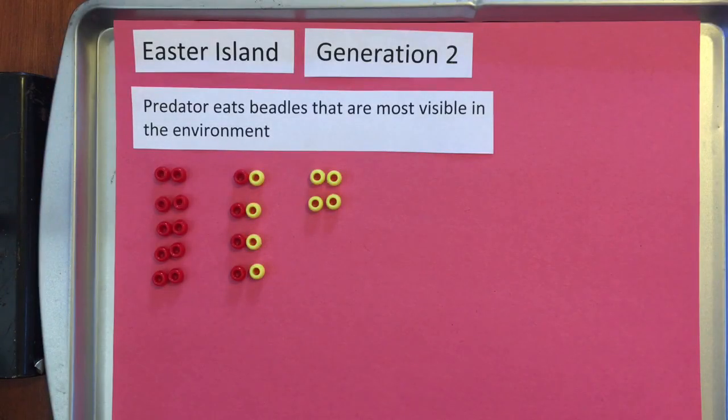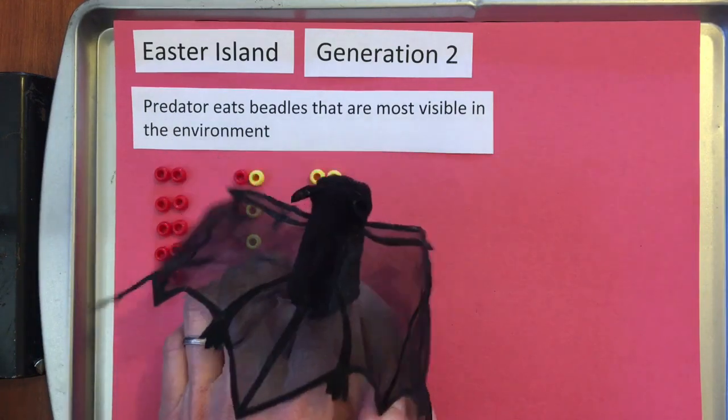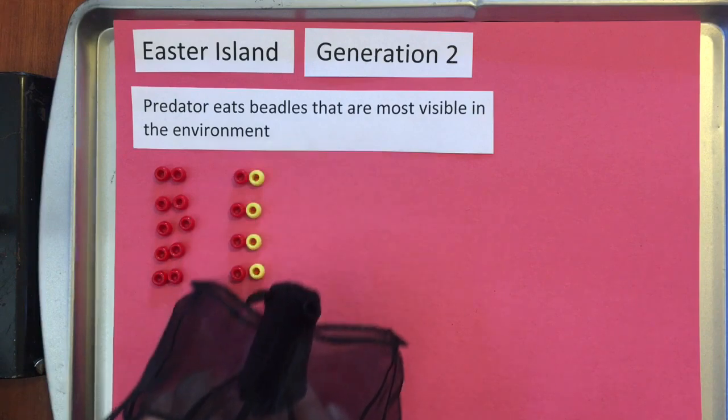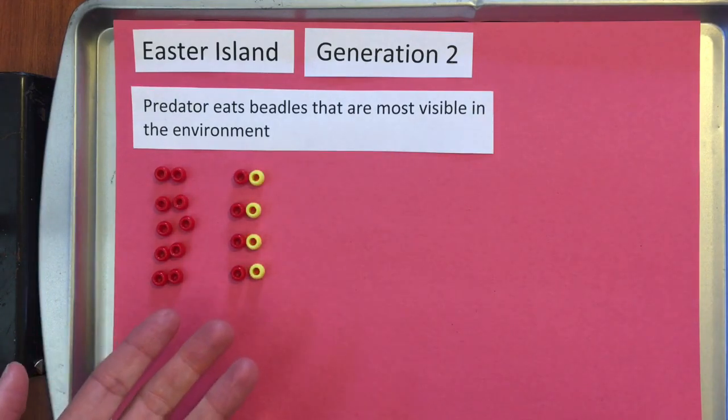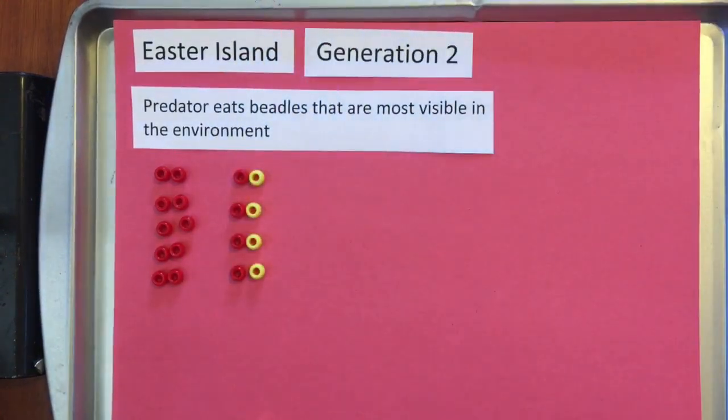Here we have generation 2 of the beetles on Easter Island. These are the offspring of the surviving beetles from generation 1. At this point, you should pause the video and collect your data for the different genotypes, the number of each allele, and calculate the allele frequencies for generation 2 on Easter Island. Once again, the predator comes along and eats the beetles that are most visible and least camouflaged in their environment. These surviving beetles from generation 2 are the ones that will go into the mating bag and produce the offspring that will be generation 3.